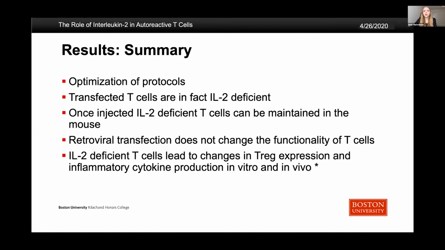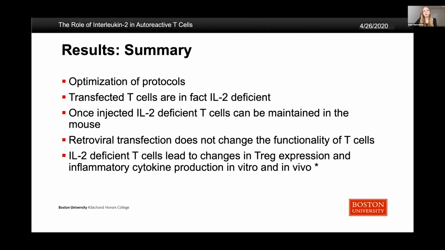So I want to briefly and generally talk about the results of these experiments for you. And unfortunately, due to what's going on in the world right now, some experiments that we had planned had to be halted or just weren't able to start. However, we were able to optimize a lot of the protocols that were used in these experiments and figure out the best way to do the retroviral transfection protocol, what's the best way to monitor these mice after we do this injection, and how to also maintain these cells after we do the retroviral transfection.